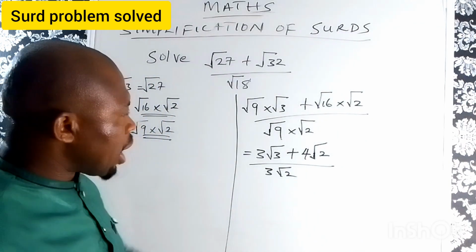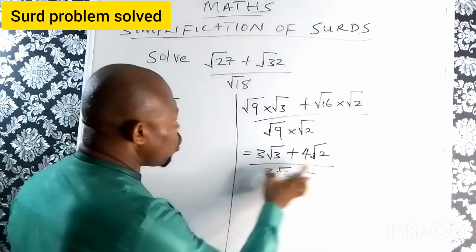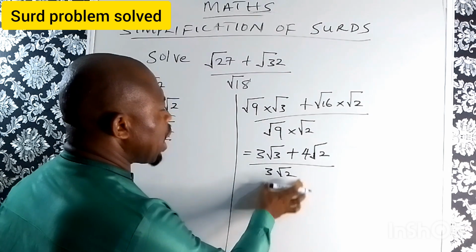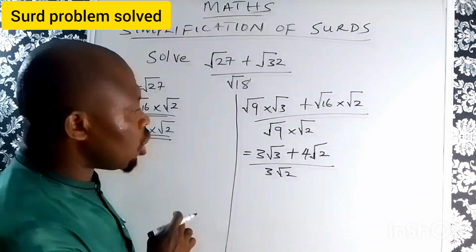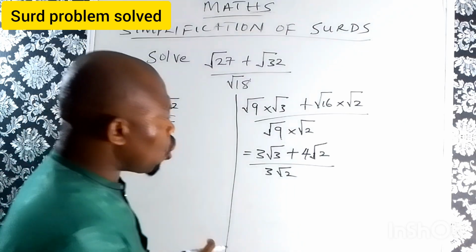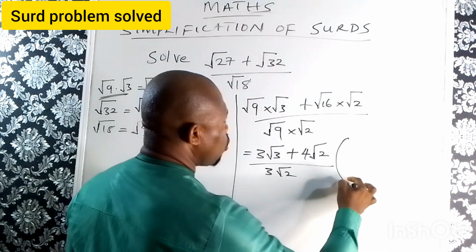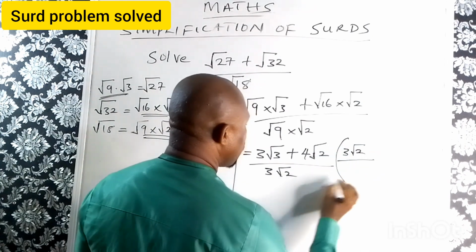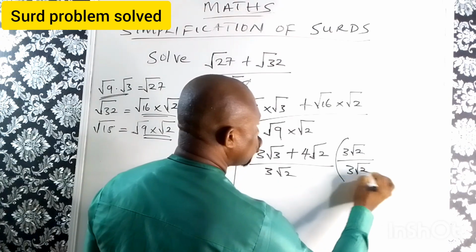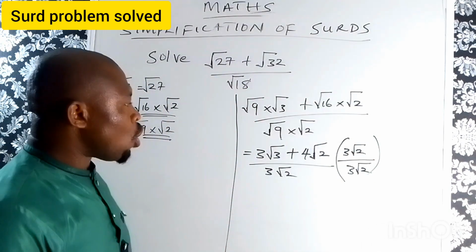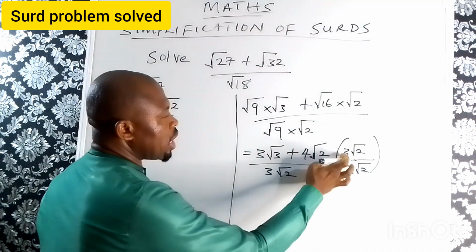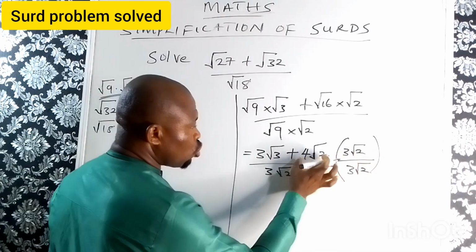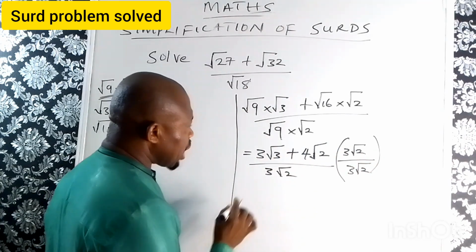We can go a step further. How do we do this? We can now multiply through by the denominator. If we multiply through by the denominator, we can open the bracket like this, with 3 root 2 all over 3 root 2. We take the whole of this multiplied by this, and the whole of this multiplied by this. The same thing. Now go down.